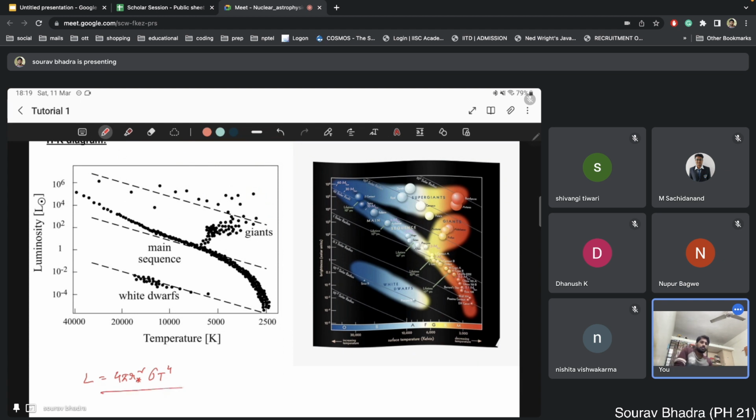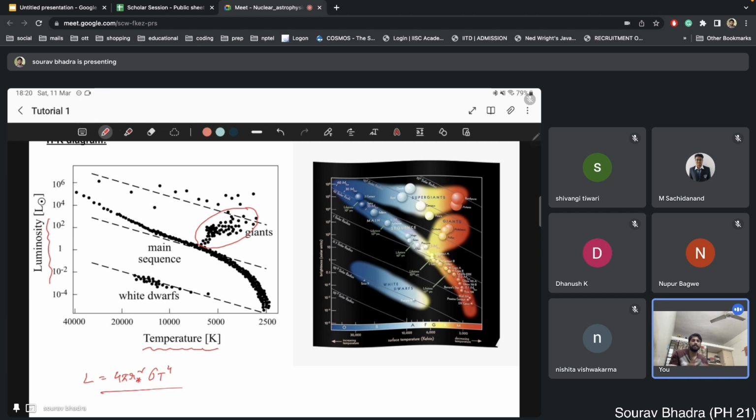Okay. So this is the relation between L and T. This y axis is the luminosity, this is the temperature T, and this is the HR diagram, which tells you the position of stars with a particular luminosity and temperature. Now consider this part, this is the giant part.